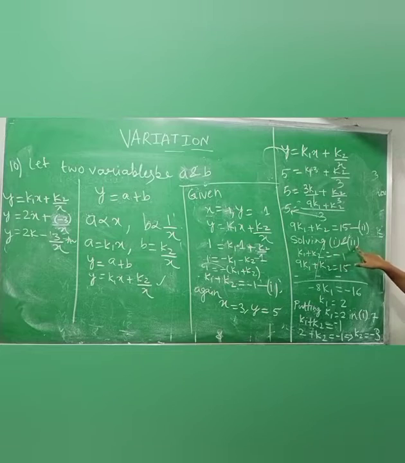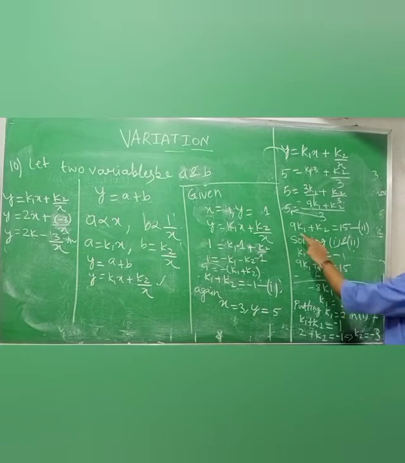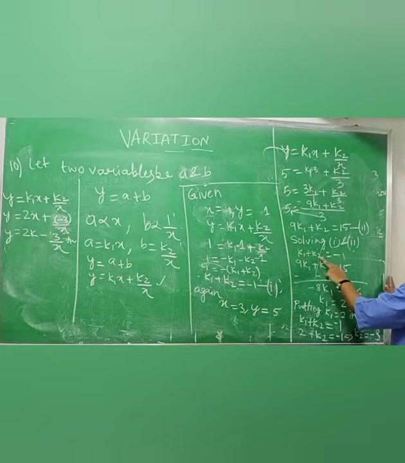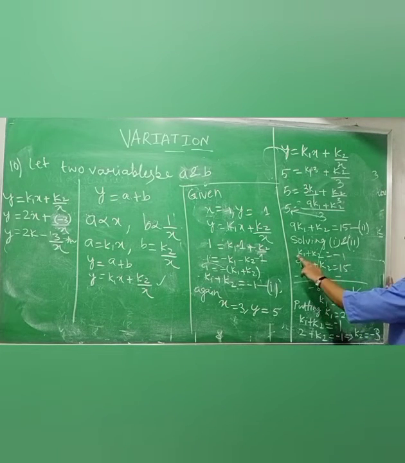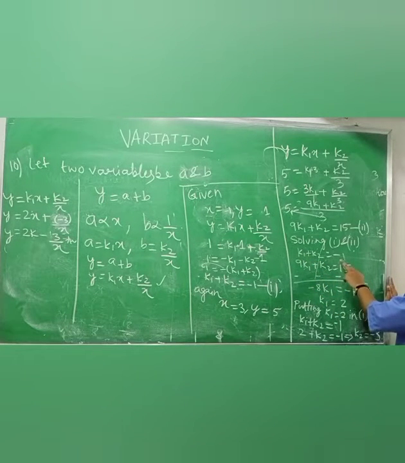Solving equation 1 and equation 2. So k1 plus k2 equals -1, and equation 2 is 9k1 plus k2 equals 15. Now I am changing the sign, all of you know this. Plus k2 minus k2 will cancel. Plus k1 minus 9k1 will give you minus 8k1, and minus 1 minus 15 will give you minus 16. Now minus minus sign will cancel. 8 1s are 8, 8 2s are 16. So k1 equals 2 you are getting. Now putting k1 equals 2 in equation 1.